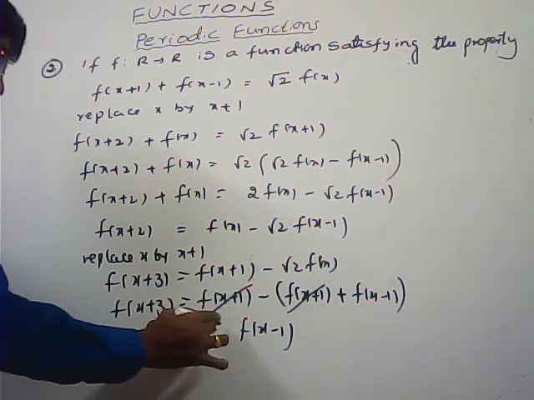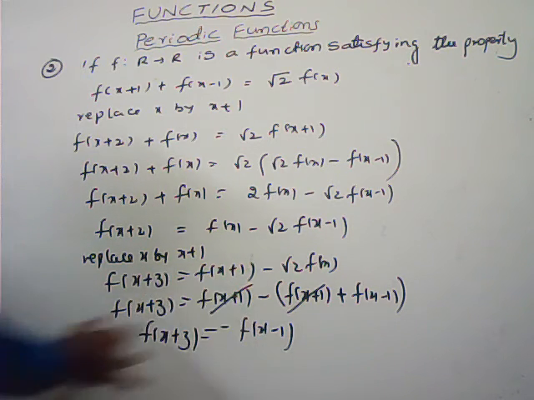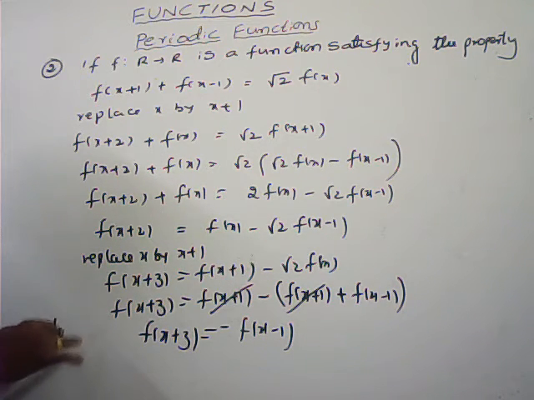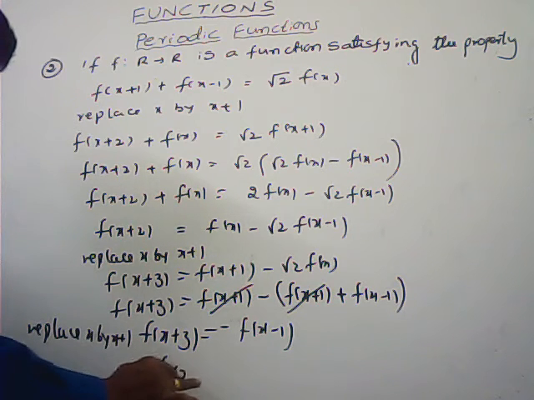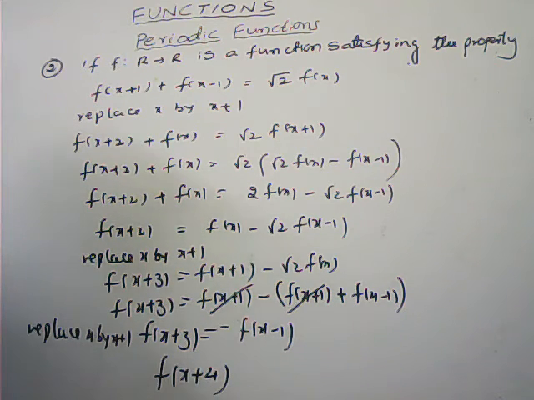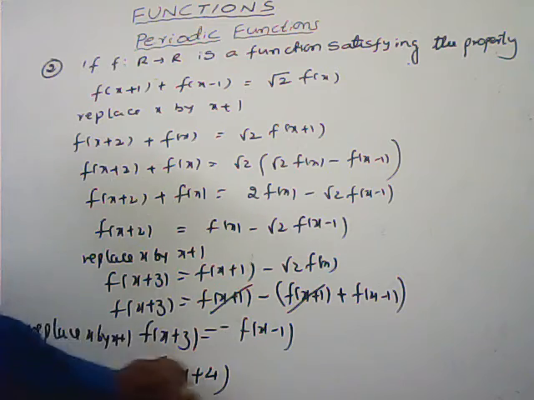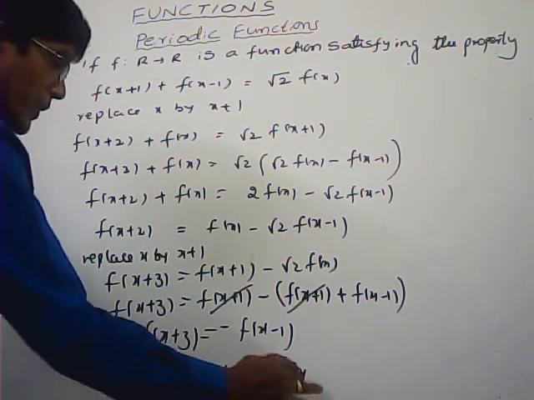Now here you can replace x by x plus 1. So here we can get f of x plus 4, x plus 1 plus 3 is x plus 4, that is equal to minus of f of x.